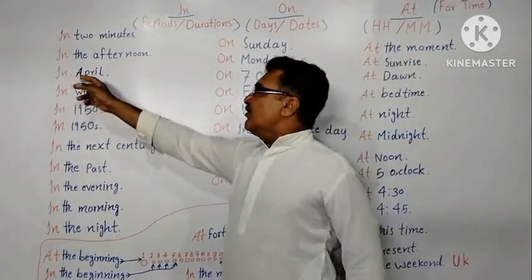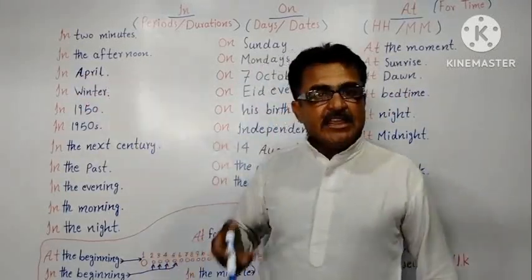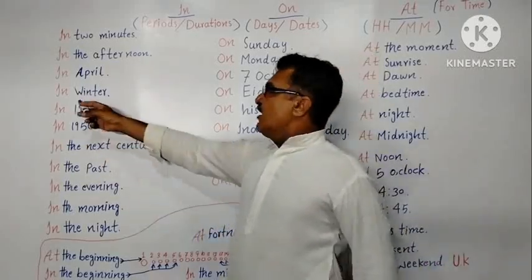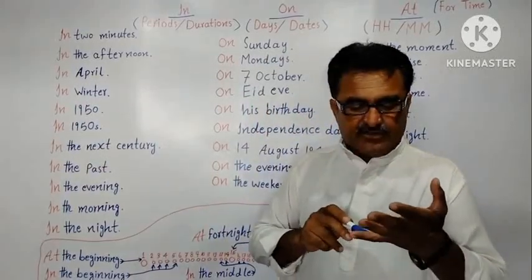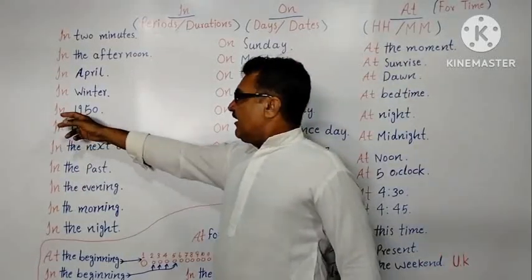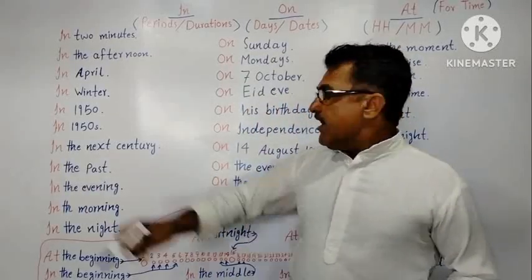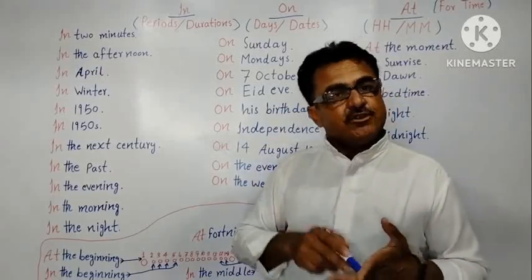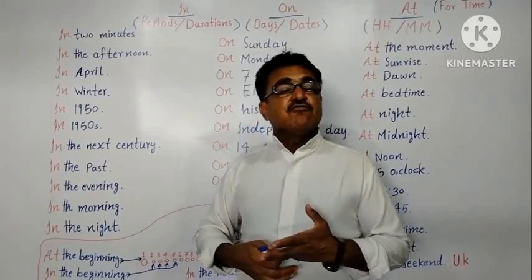We can use in also for months: in April, in May, in June, in July, in August, in September, in October, etc. Then we use in for seasons: in winter, in summer, in spring, in autumn, etc. And we use in for years: in 1950, in 1951, in 1952, in 2000, in 2001, in 2002. So we can use in for years.